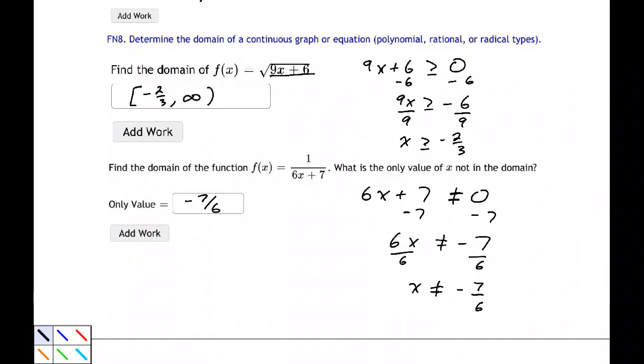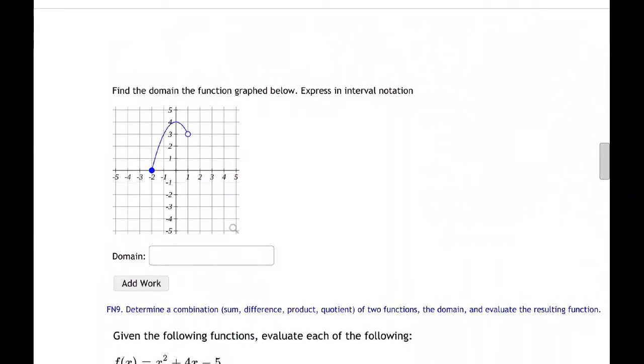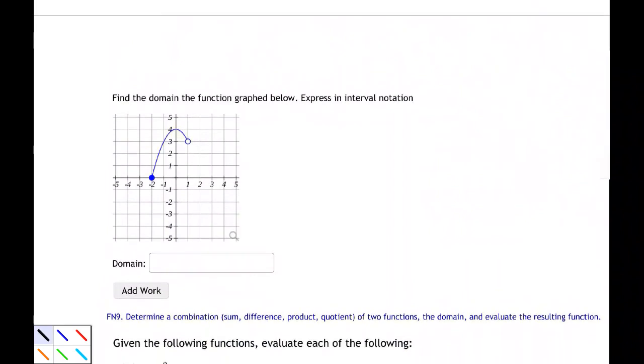Now, because these 3 questions that we're going to see are all on this one objective, you can put all the work onto one of these 3. Just probably you want to put it on the first one. That's just a good idea so that I can find that work. All right, well, our last question for FN8 is find the domain of the function graphed below. Express this in interval notation.